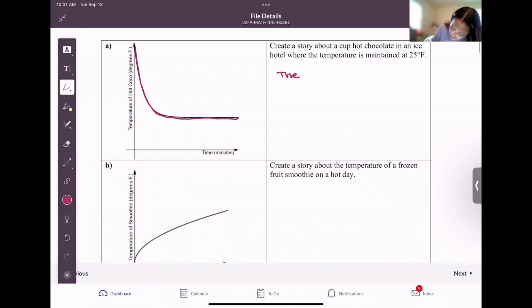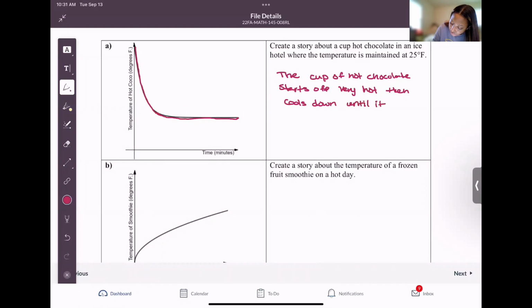So the cup of hot chocolate starts off very hot, then cools down until it reaches the room temperature. And here we're told that that's 25 degrees Fahrenheit. So it cools down until it gets to 25 degrees.